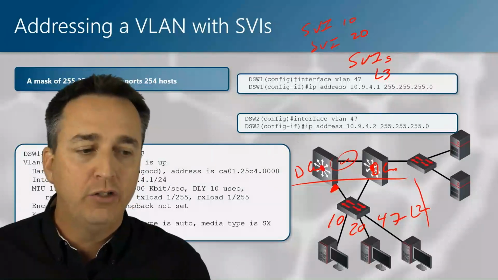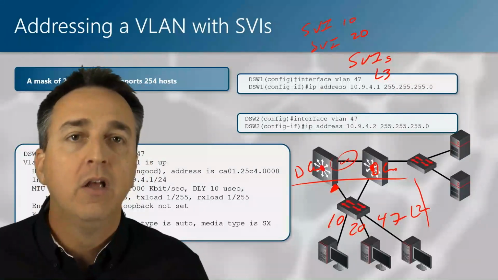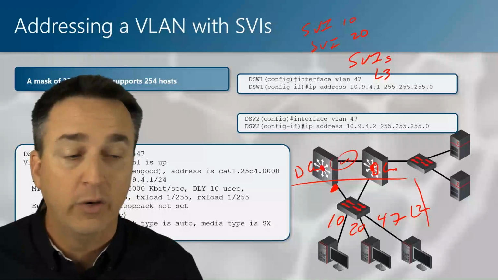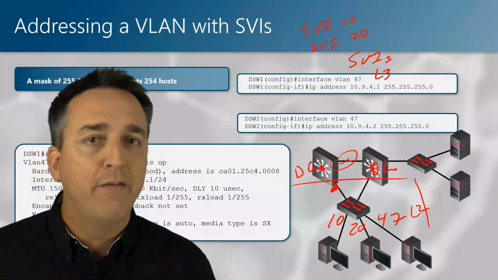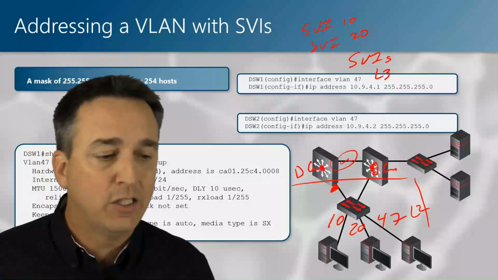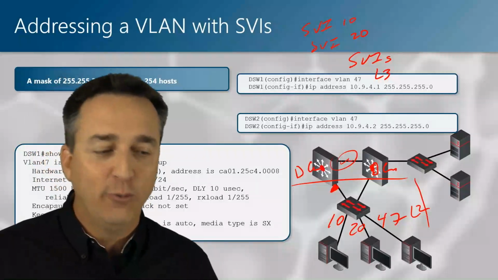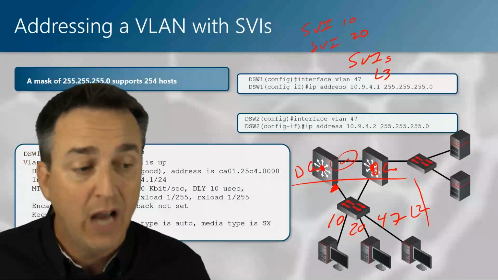I need to use what? I need to use a logical virtual interface for all of those interfaces that are part of VLAN 10, 20, and 47 on the device. So now, because I have an SVI, it can route traffic on any trunk port or any access port that is part of VLAN 10, 20, or 47, as long as I have an SVI for it.